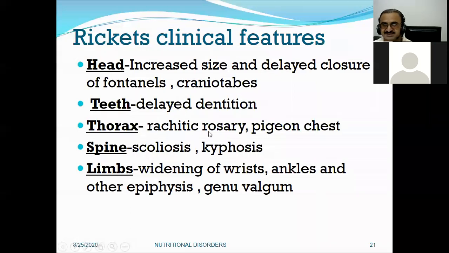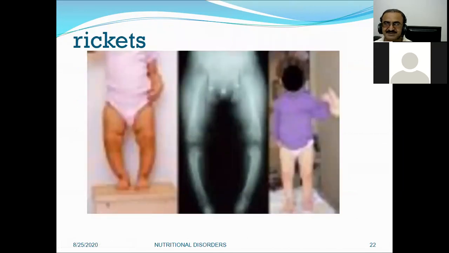There is rickety rosary and pigeon chest in those suffering from vitamin D deficiency. There may be scoliosis and kyphosis in children suffering from vitamin D deficiency. In the limbs, there may be widening of the wrists, ankles, and the other epiphyses. So these are some rickets clinical features. Please remember. Yes, this child is suffering from rickets.